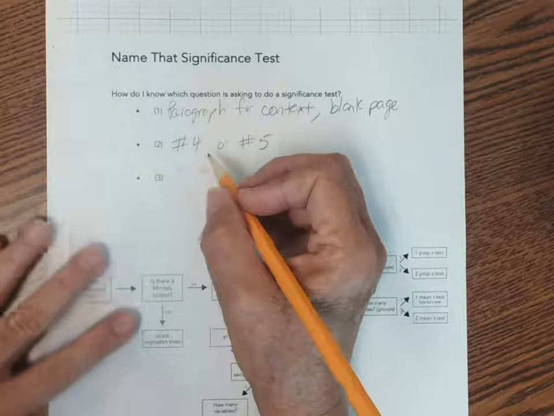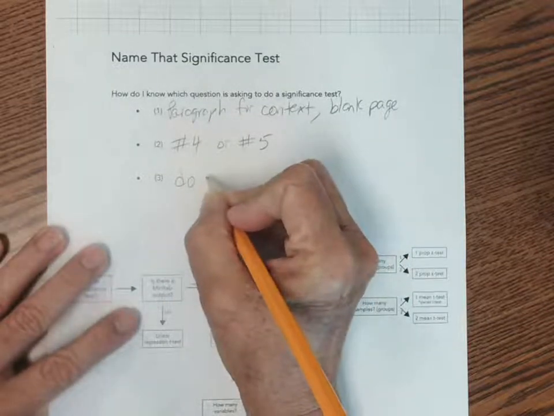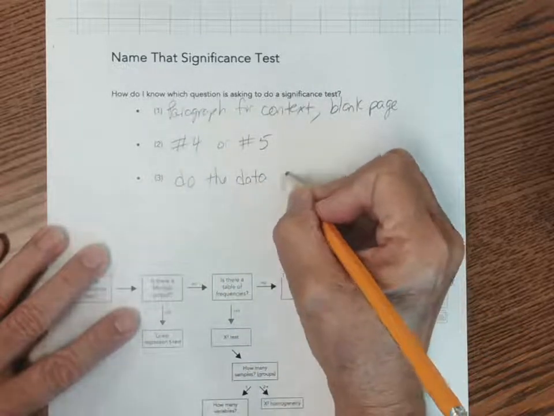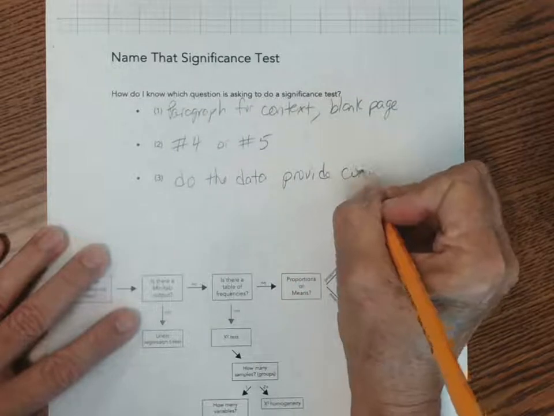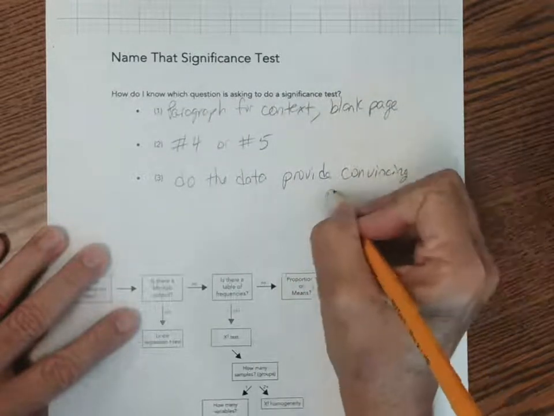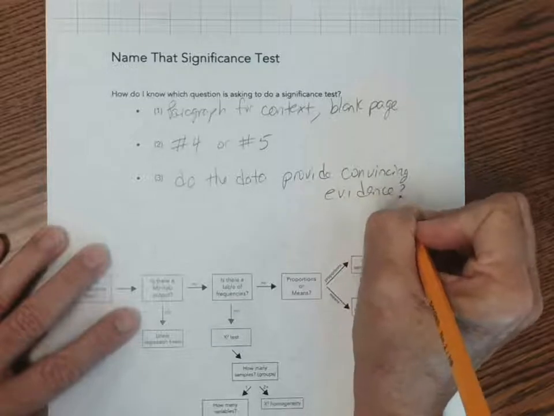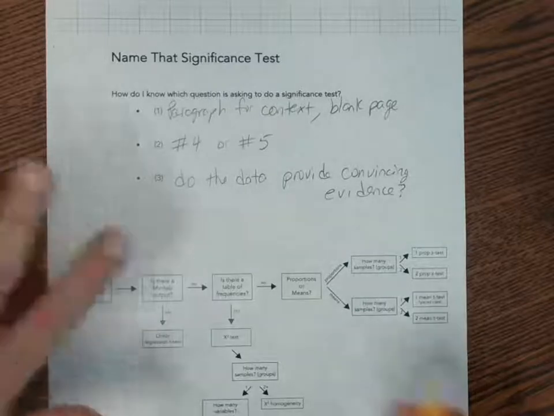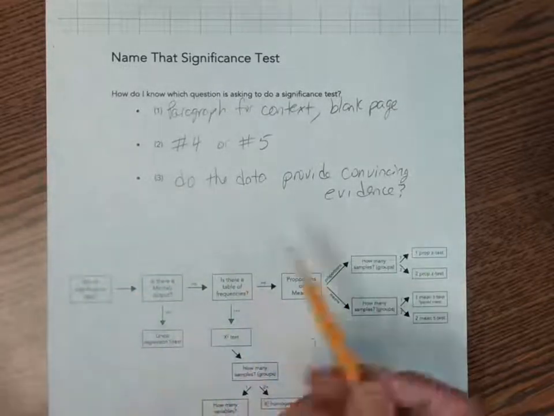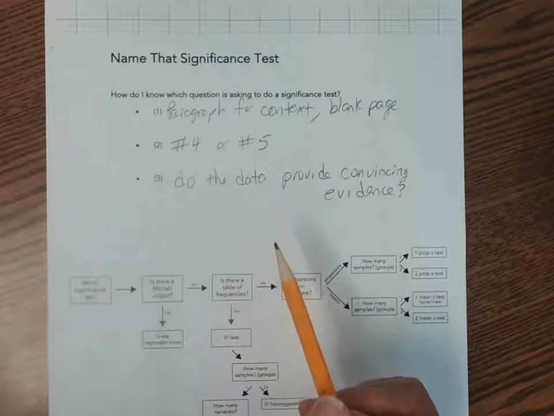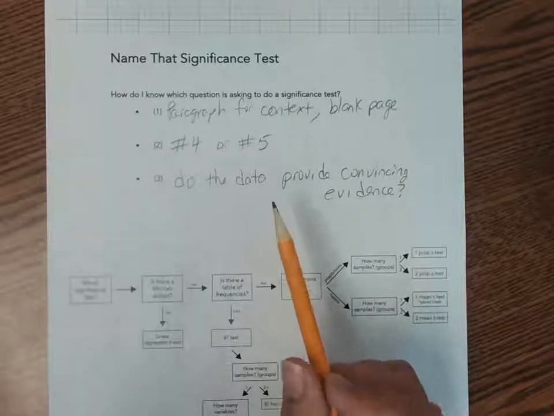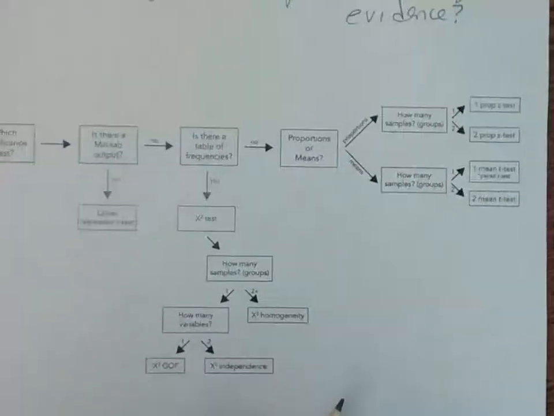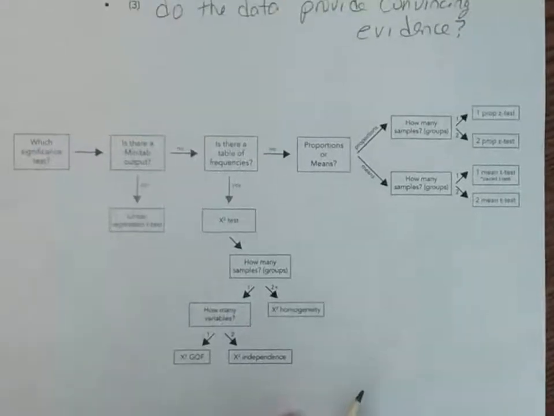Another way is you're going to see these words: do the data provide convincing evidence? So when you see this question, do the data provide convincing evidence, and some context around it, that's a hint to you you're doing some sort of inference test or significance test. So let's take a quick look at the different tests and how do you tell which one to use? And then I have a little exercise for you.